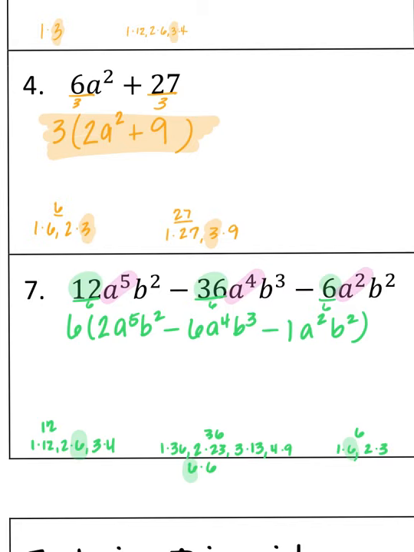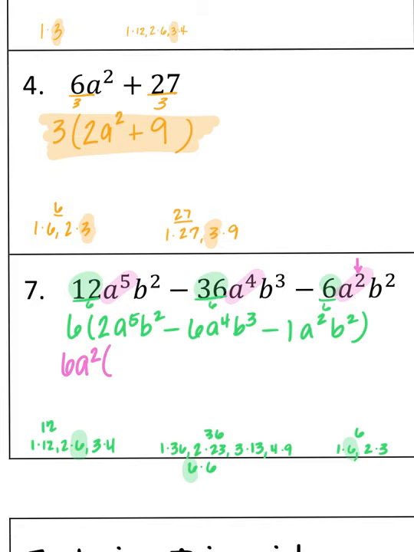I can only take out the least amount. So in this case, it's a to the 2nd. I can only take out a to the 2nd, I can only take out 2 a's. So I'm going to bring my 6 down. I'm going to put my a to the 2nd in front, because that's what I'm going to take out. That is the greatest common factor of all of my a's.